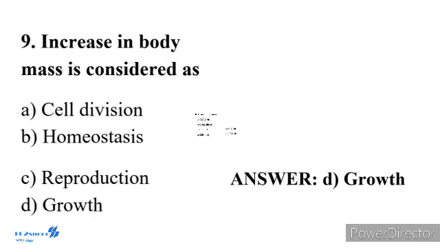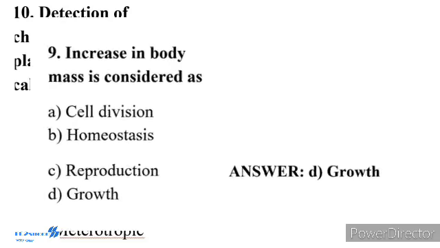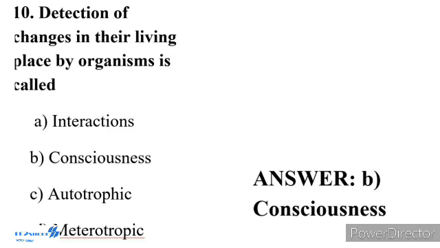Question number 9, increase in body mass is considered as. Option A cell division, option B homeostasis, option C reproduction, option D growth. So the correct answer is option D, growth. Question number 10, detection of changes in their living place by organisms is called. Option A interactions, option B consciousness, option C autotropic, option D metrotropic. So the correct answer is option B, consciousness.